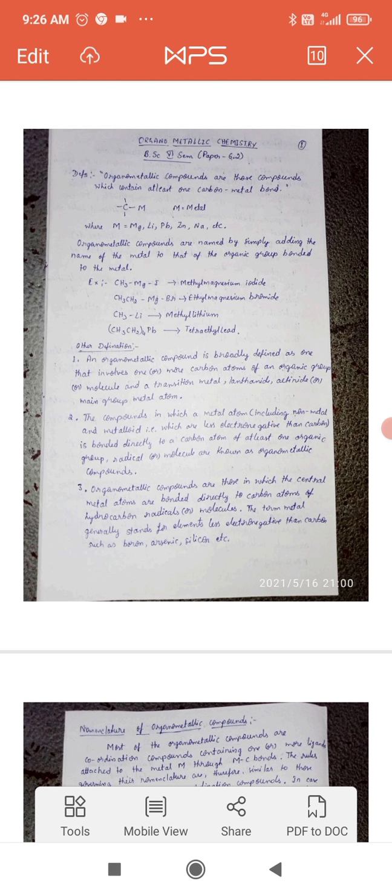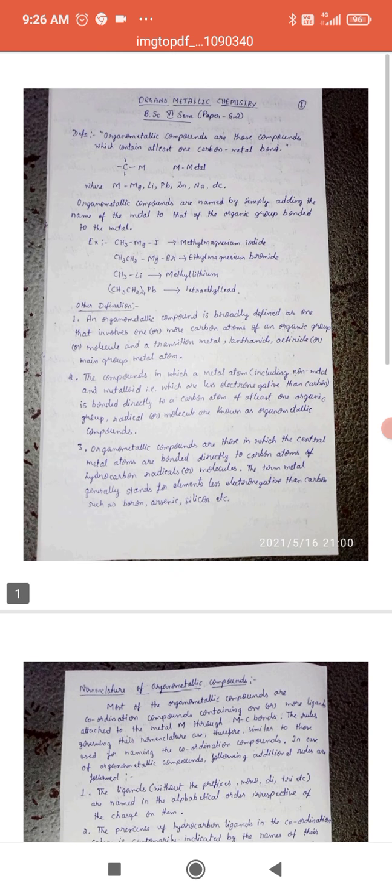Another way you can define an organometallic compound is, an organometallic compound is broadly defined as one that involves one or more carbon atoms of an organic group or molecule and a metal, that is, the metal can be a transition metal, lanthanide, actinide or main group metal atom. So here carbon means carbon in any organic group. Next, the compounds in which a metal atom, including non-metal and metalloid, which is less electronegative than carbon, is bonded directly to a carbon atom of at least one organic group, radical or molecule, are all known as organometallic compounds.